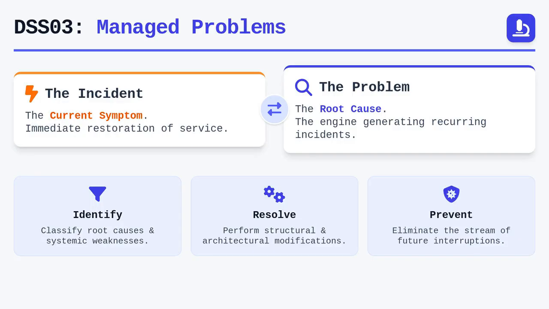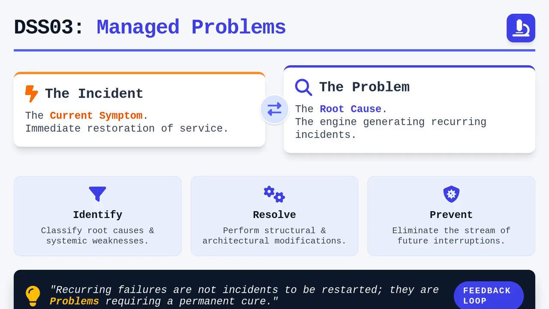In a mature environment, this implies a feedback loop where unresolved incidents are analyzed to determine systemic weaknesses. If you observe the same server failing every week under a specific load pattern, you are not just managing incidents. You are managing a problem that requires structural modification to your architecture rather than mere restarts.